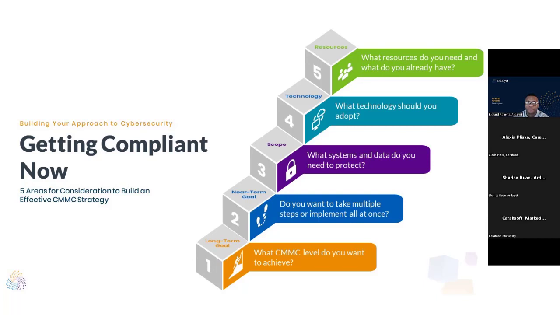Step 1, like, what is your long-term goal? What level of CMMC do you want to achieve? Are you looking just for a level 1 to meet your basic SPRS submission, or are you looking for a level 2 program? Or ultimately, do you know that you need to land in a level 3 compliant program?